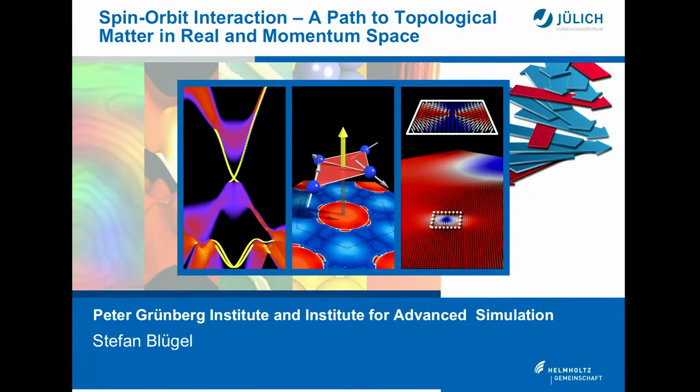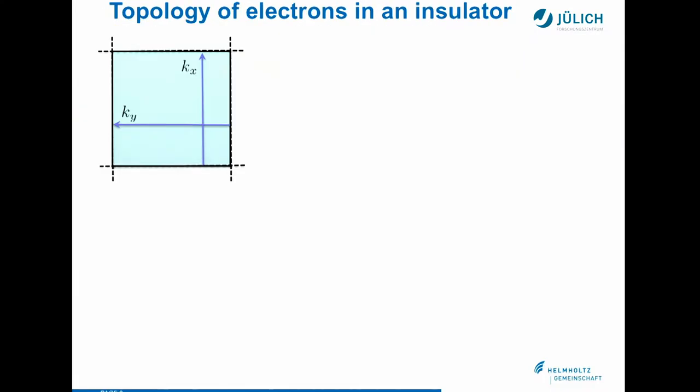Probably most of you are aware that there is currently an ongoing revolution in condensed matter, characterizing states or characterizing solids by topological invariants or topological quantities and parameters. And I'll give you an example here.